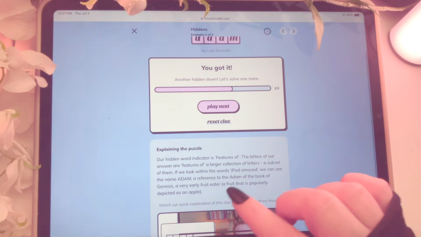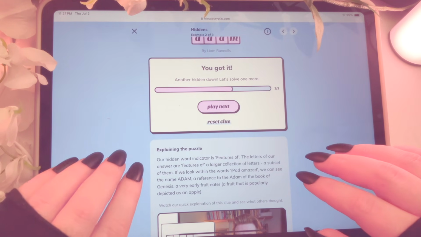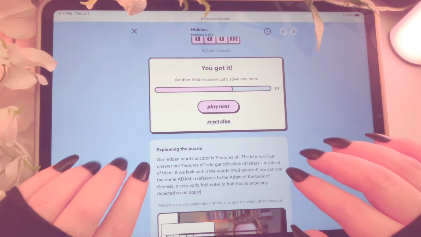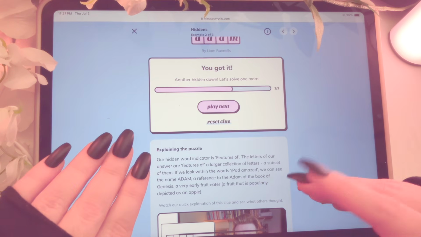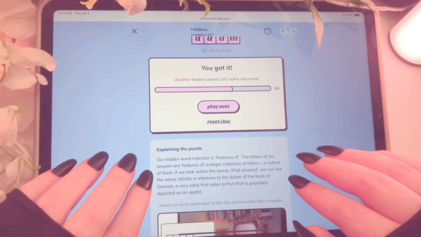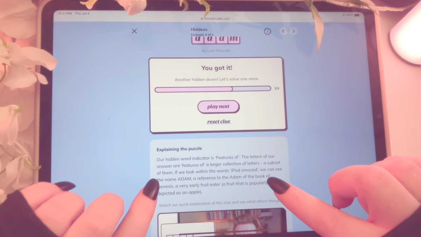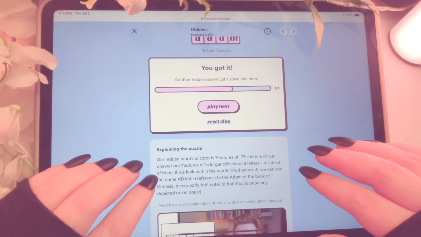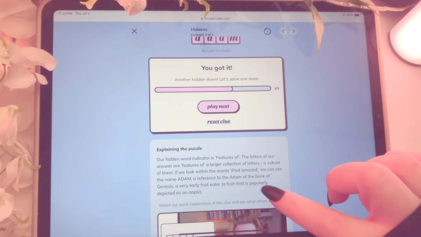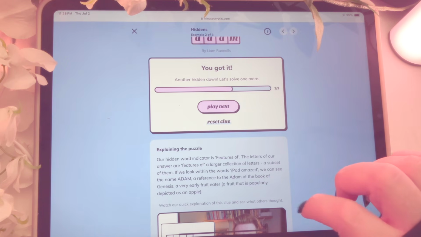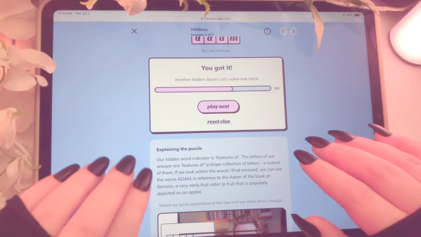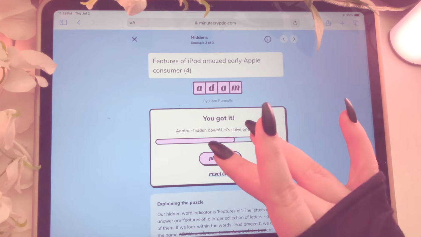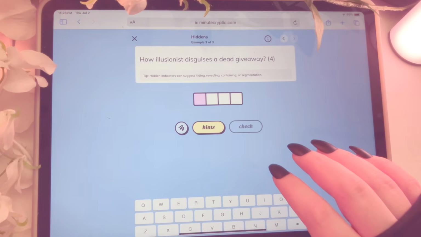It says here, our hidden word indicator is "features of." The letters of our answer are features of a larger collection of letters, or a subset of them. If we look within the word "iPad amazed," we can see the name Adam, a reference to the Adam of the book of Genesis, a very early fruit eater, a fruit that is popularly depicted as an apple. Let's move on to the third one.